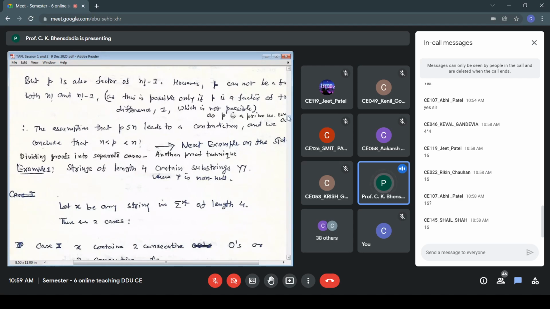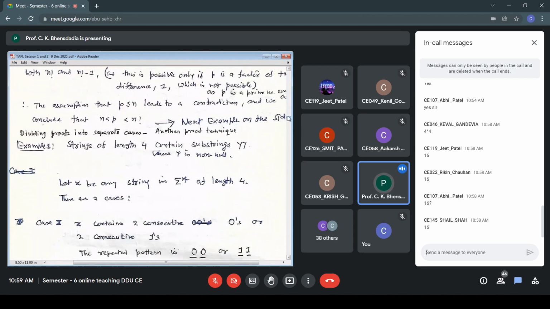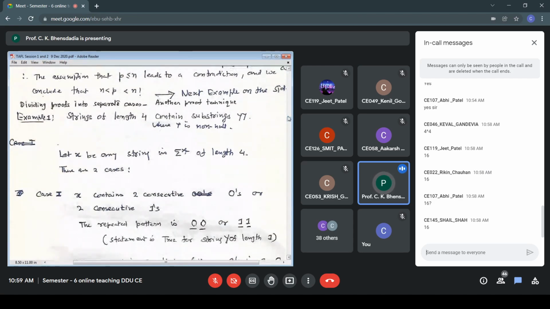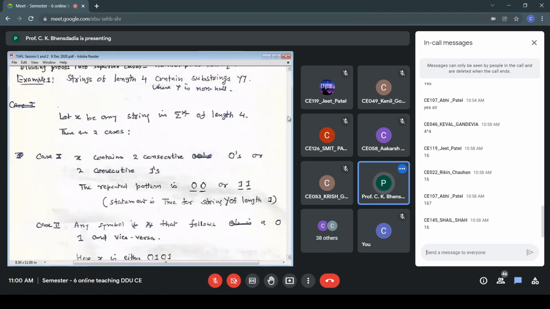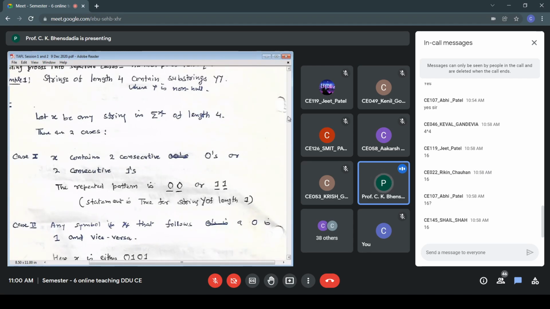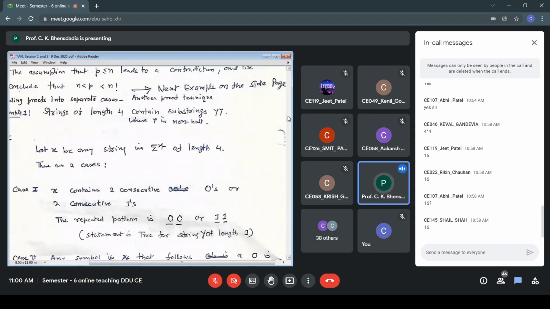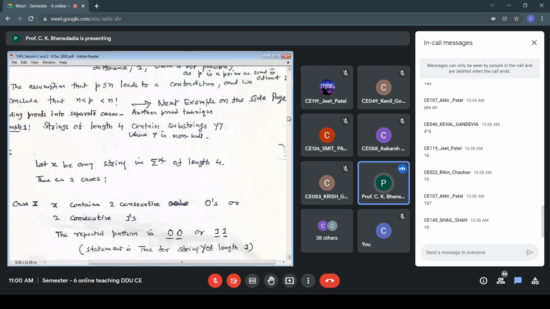In fact, instead of 16 cases, we can work out this example with only 2 cases. And here are the cases. Case number 1: X contains 2 consecutive zeros or 2 consecutive ones. And case number 2: any symbol that follows a 0 is 1 and vice versa in X. These are my cases, only 2 cases that will cover all the 16 strings.